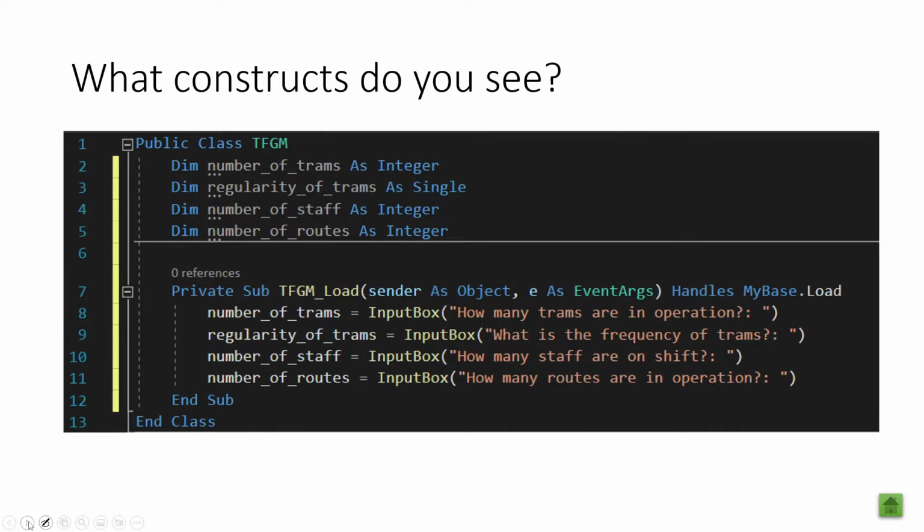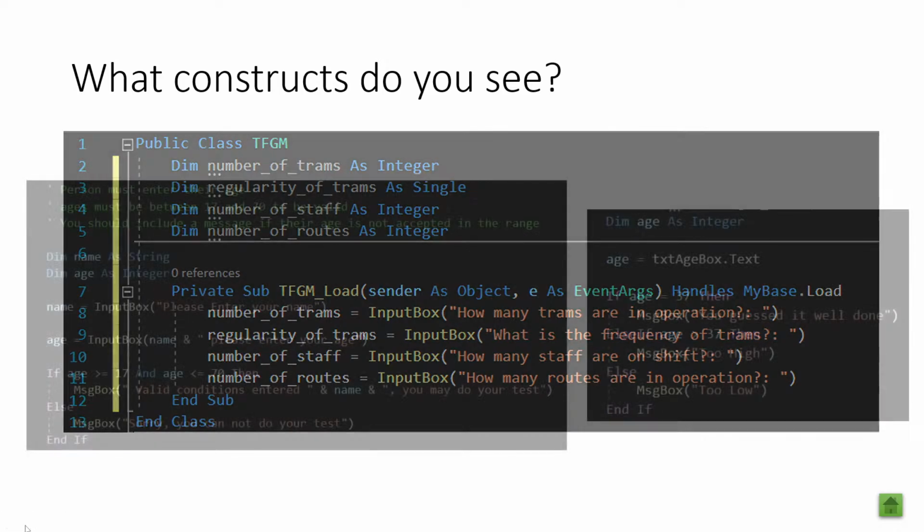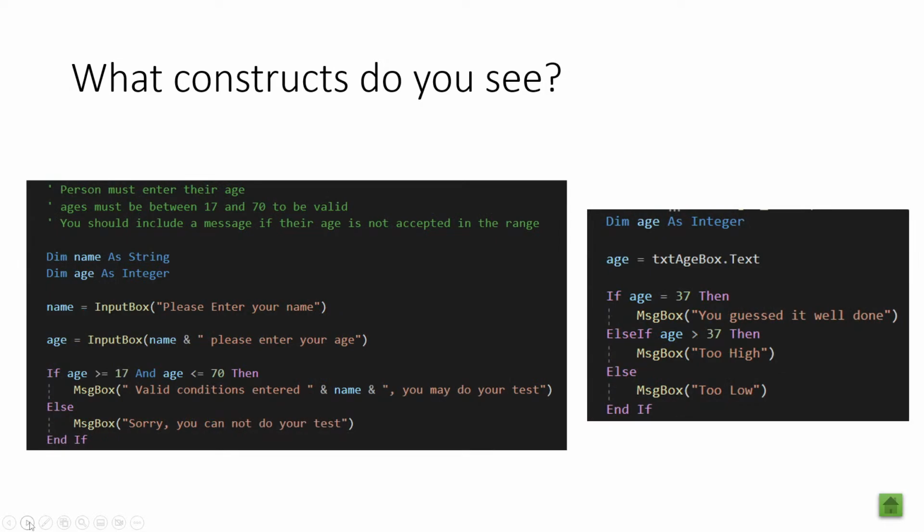Now, you've got this one. This example is showing sequence because the code will run from start to finish. So it'll start on line 2, work its way down to 5. Then it'll go on to private sub here when the form loads, and it'll run these 4 lines of code in order. So it's sequence. Next one. What constructs do you see?